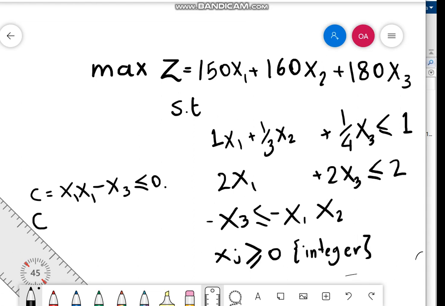The second one is C equal. That means the variables and equations with their quantity will always be on the left hand side. So supposing the same problem, we have x1 by x2 minus x3, and this will be equal to 0.